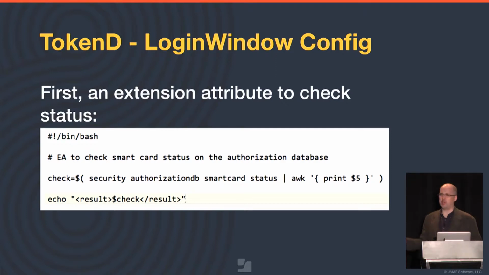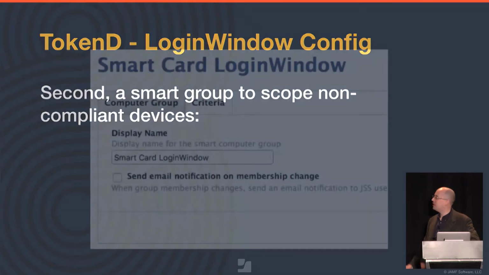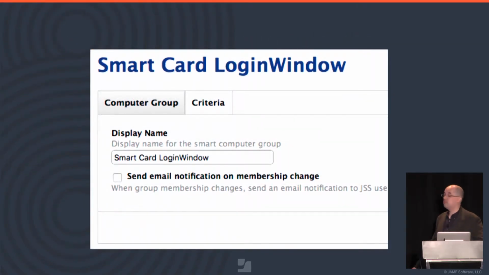So once you've got your EA and you've got some reporting on the status of this stuff, what can we do with it? Well, I usually scope EAs off to smart groups. Smart groups are handy. It allows me to do things like whack the config on the machine, but only when necessary. So here's your smart group window. You give it a name.